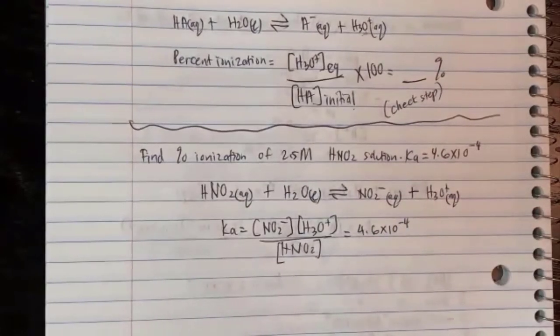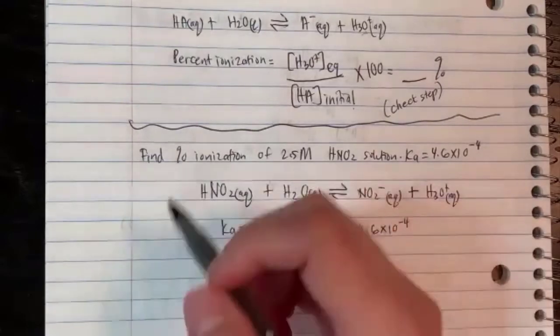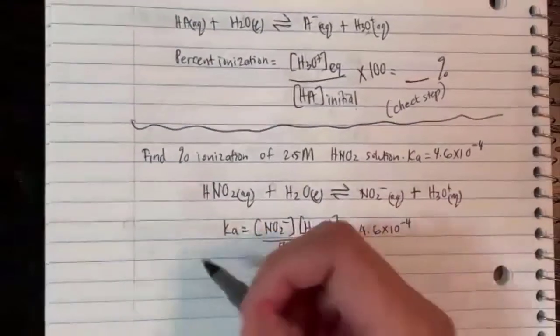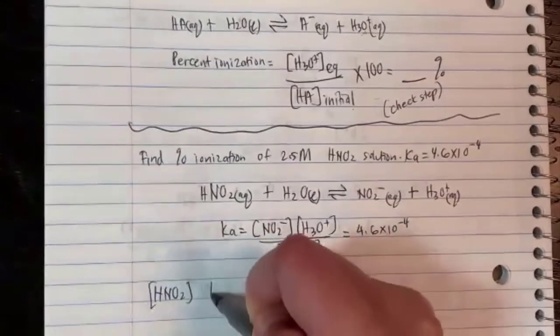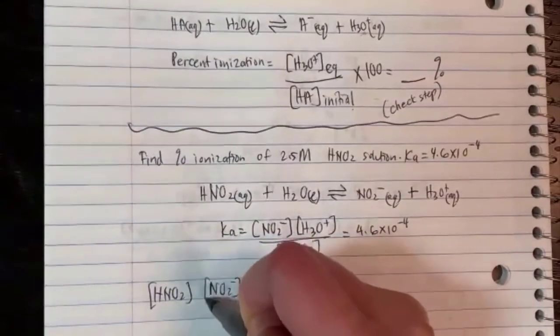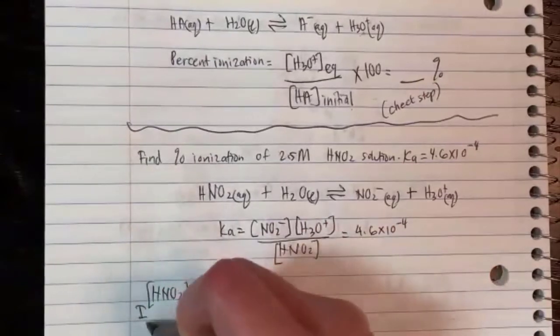And now what you want to do is the ICE table. So the ICE table here is HNO2, and then NO2 minus, and then H3O plus. ICE.